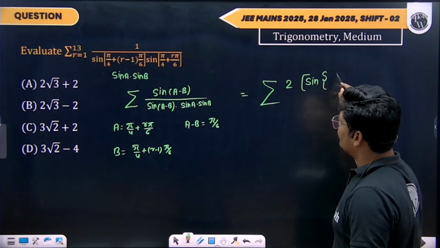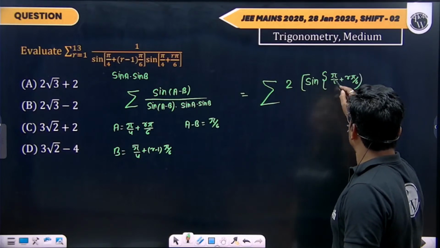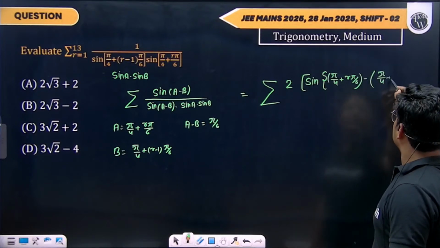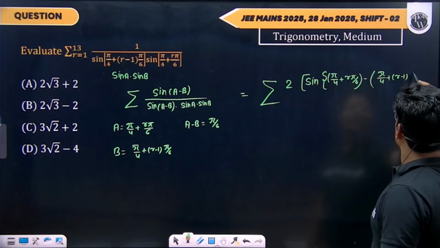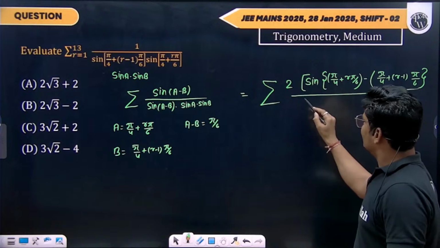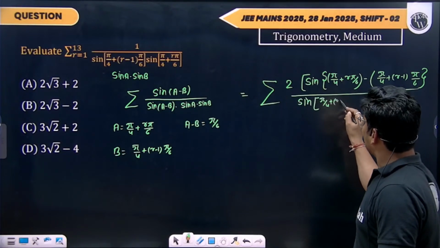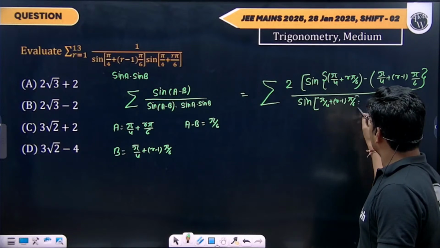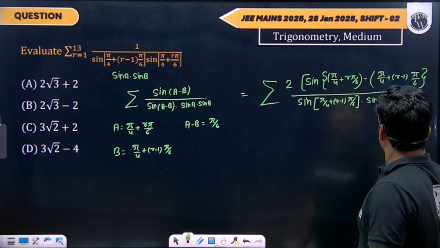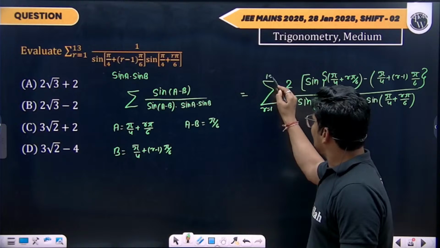So this will become pi by 4 plus r pi upon 6 minus, this will be pi by 4 plus r minus 1 into pi by 6. And in denominator we will have sin of pi by 4 plus r minus 1 pi by 6 into sin of pi by 4 plus r pi by 6. I hope it is clear. And the limit is 1 to 13.